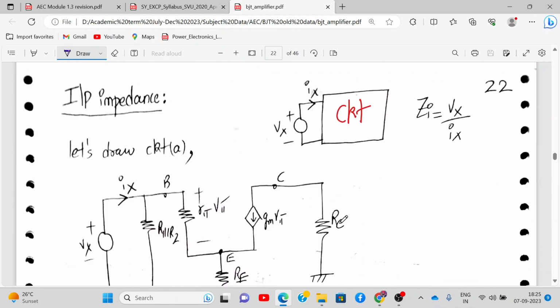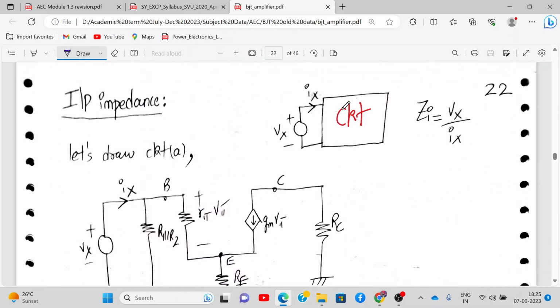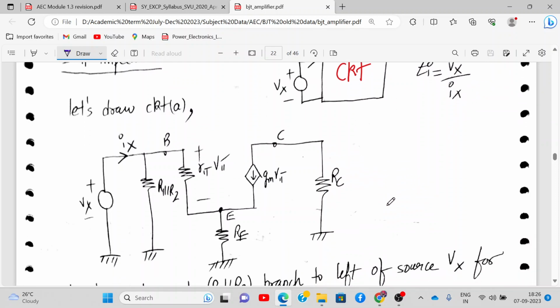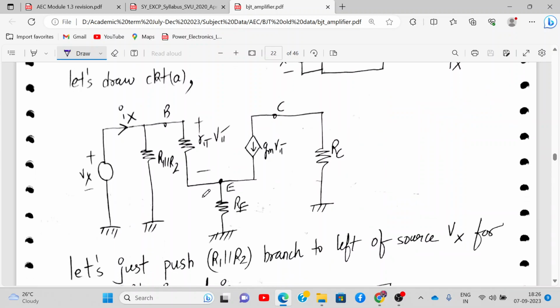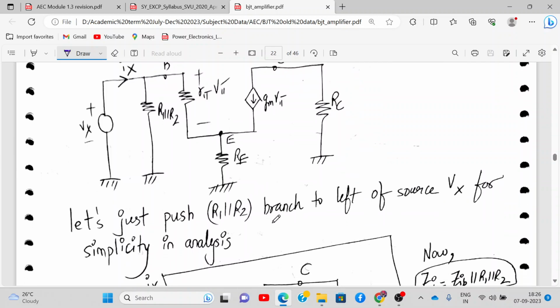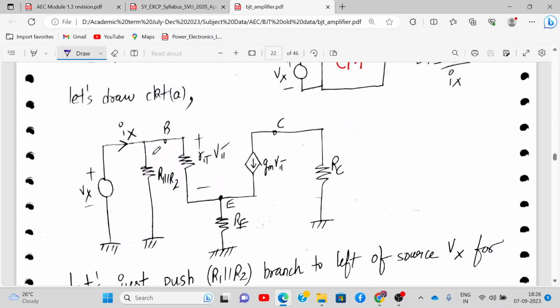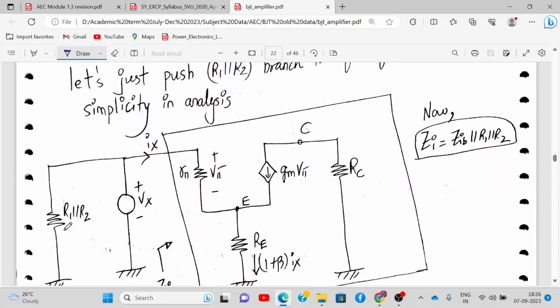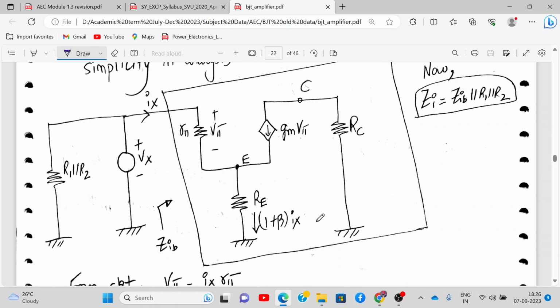Fine. Now for input impedance, you put the entire circuit inside the box and you apply the test source at the input, and here you force the current Ix. So Zin will be Vx upon Ix. Over here only one difference is there: this RE is present. To simplify the analysis, we have pushed R1 parallel to R2 to the other side, on the left hand side. See this here, like this. And now we are analyzing this circuit.